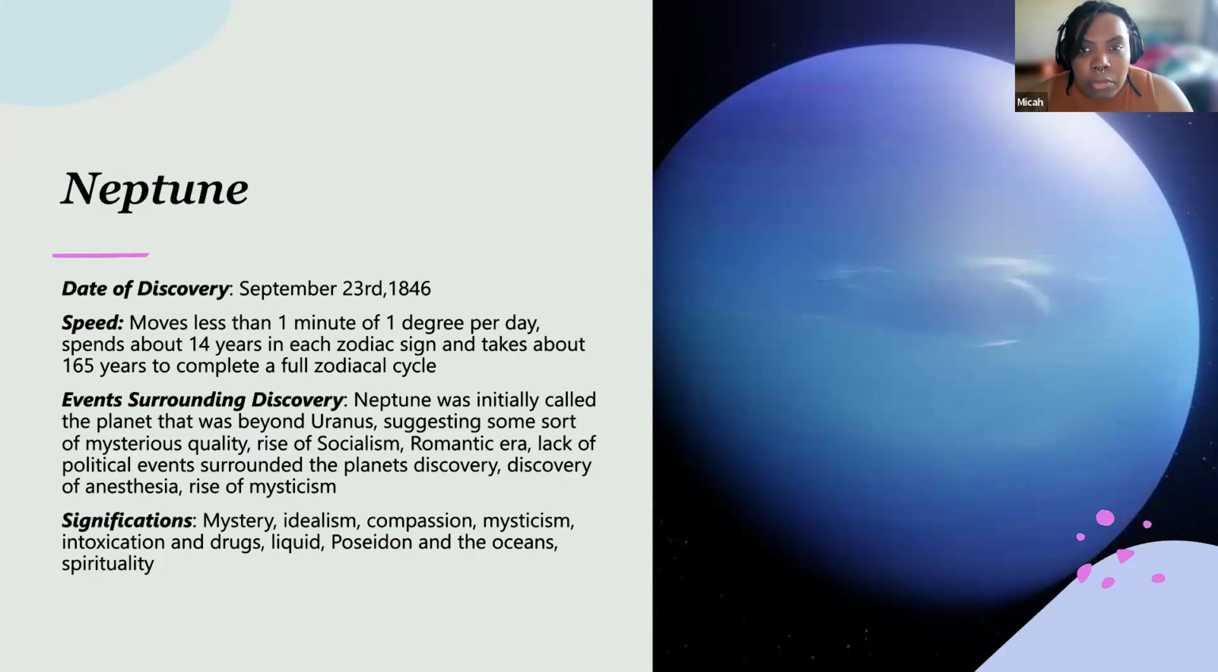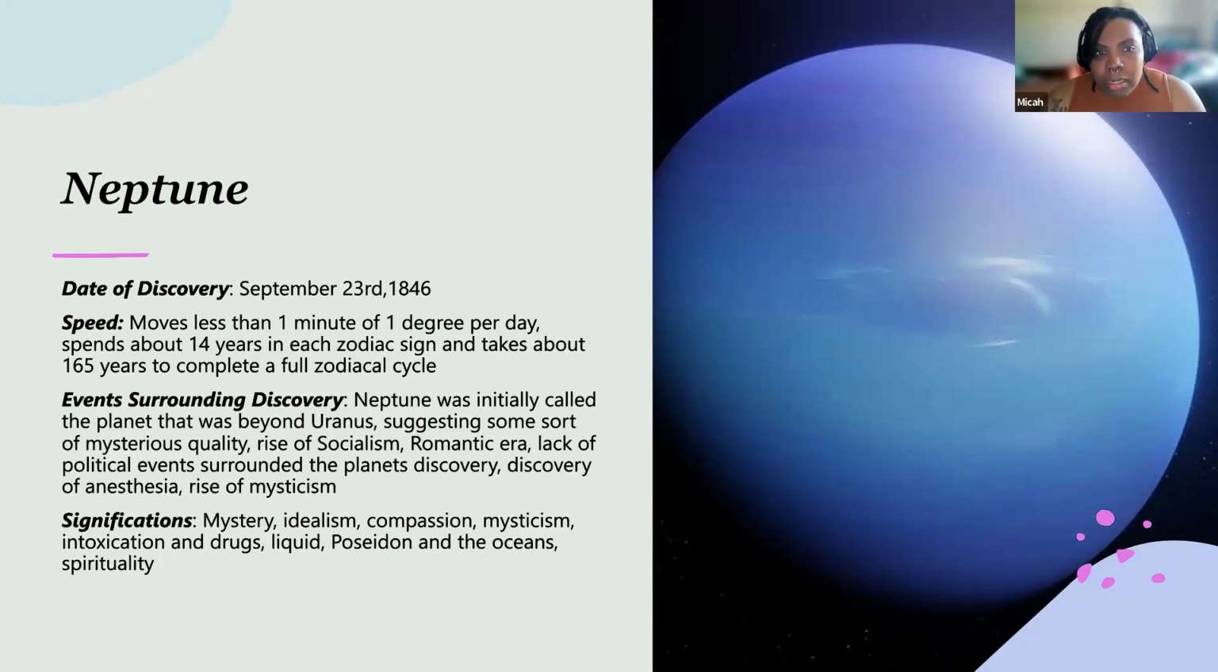to be discovered after, obviously, the sun through Saturn that we had been working with for such a long time. Neptune was discovered September 23rd, 1846. It moves less than 1 minute of 1 degree per day and spends about 14 years in each zodiac sign and takes about 165 years to complete a full zodiacal cycle.